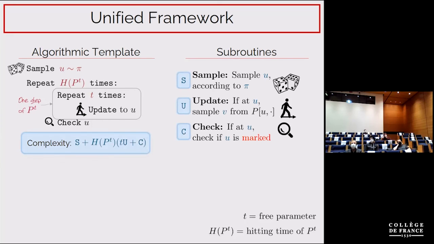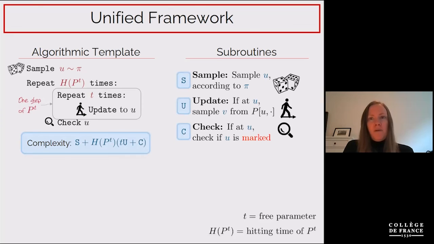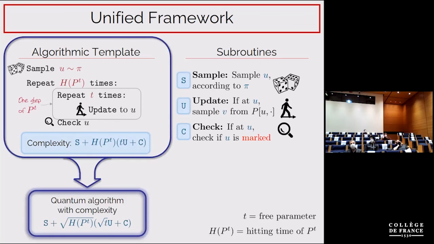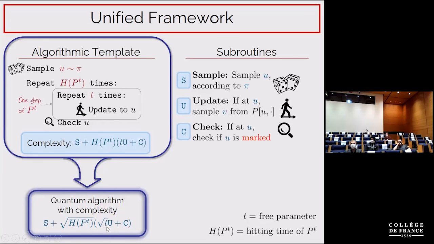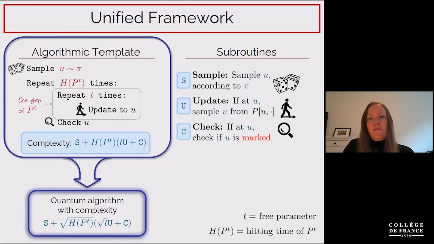So we have a classical algorithm with this complexity, and we show that we can compile such a classical algorithm for any t, where t is now a free parameter between 1 and 1 over delta, into a quantum algorithm with this complexity, where we have square roots over both the hitting time of P to the t and also a square root over t, the number of times we update. The key is to show that we can implement the update step of the t-fold walk P to the t in this complexity with the square root over t. And to do this, we use a tool called quantum fast forwarding, but I won't talk about the details.